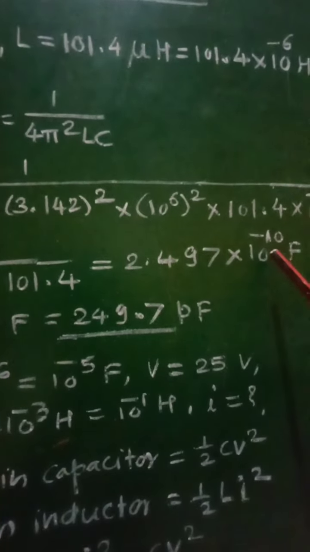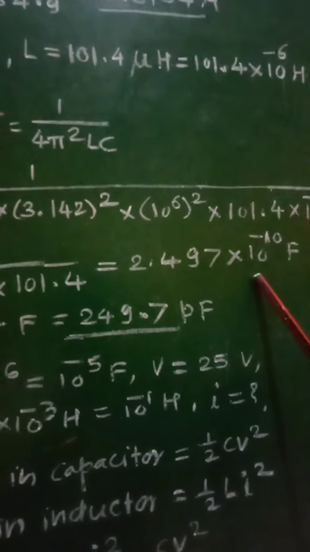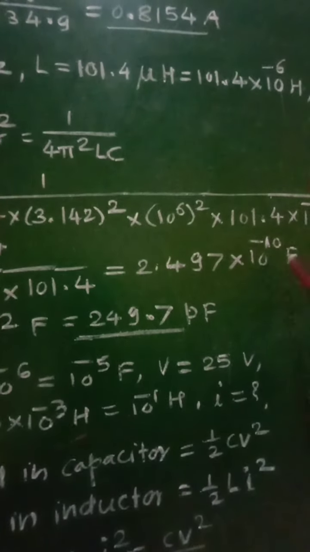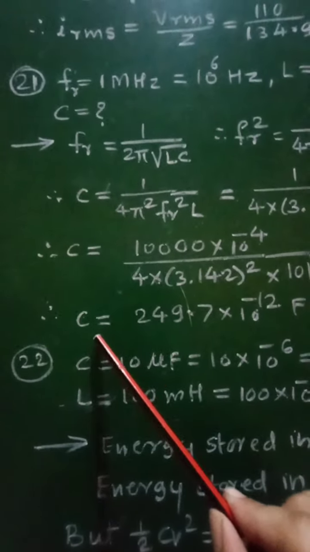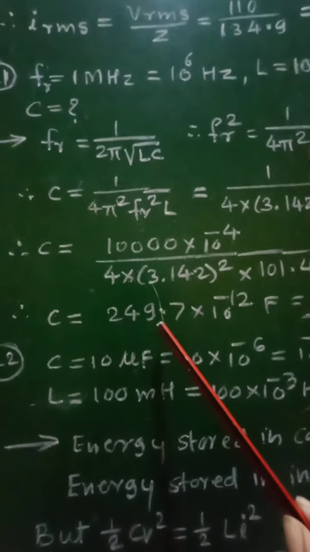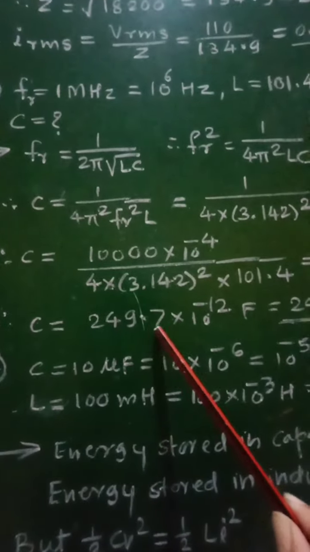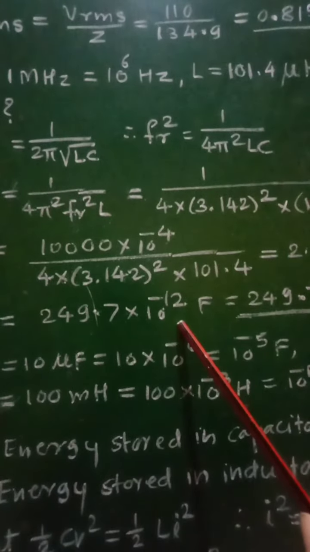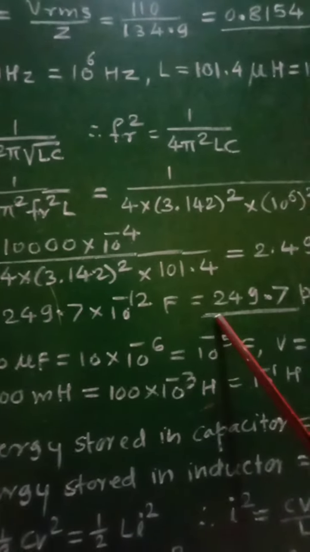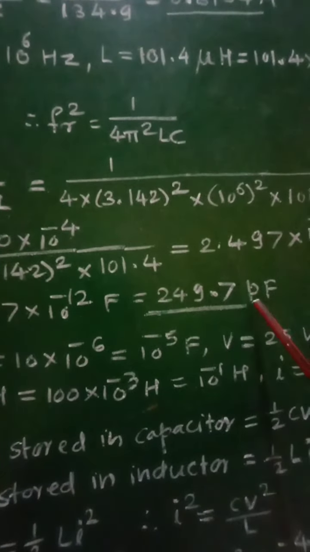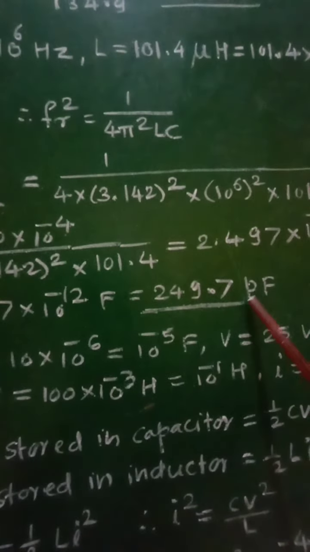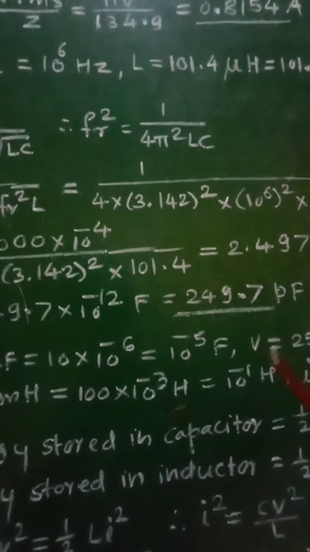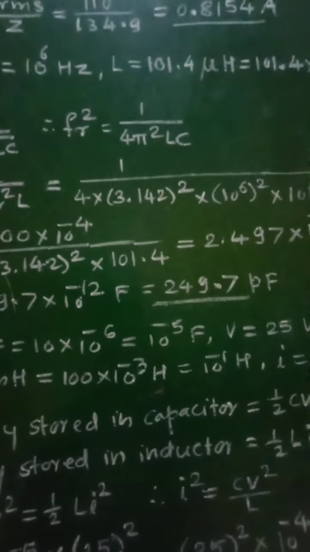2.497 into 10 raised to minus 10 farad. So this will be the value of capacitance in terms of farad. Now we need this farad to be converted into picofarad, and therefore we can write C is equal to 249.7 into 10 raised to minus 12 farad, which will be written as 249.7 picofarad. This will be the required capacitance in terms of picofarad.